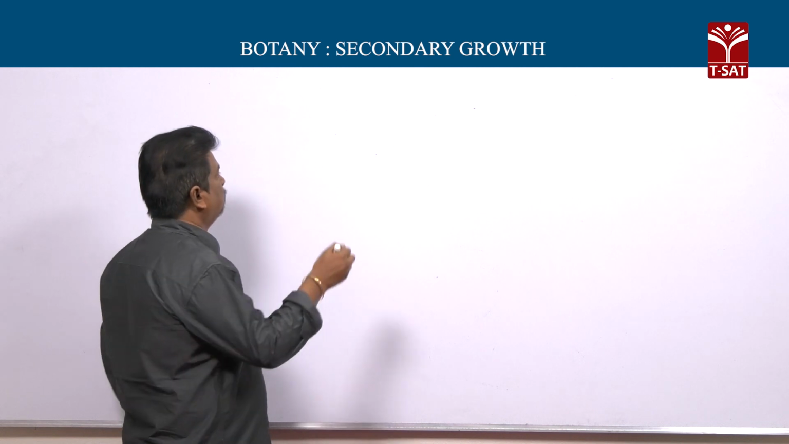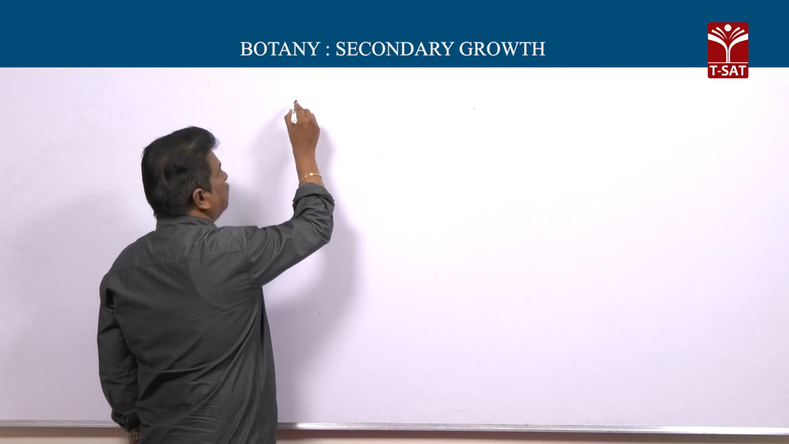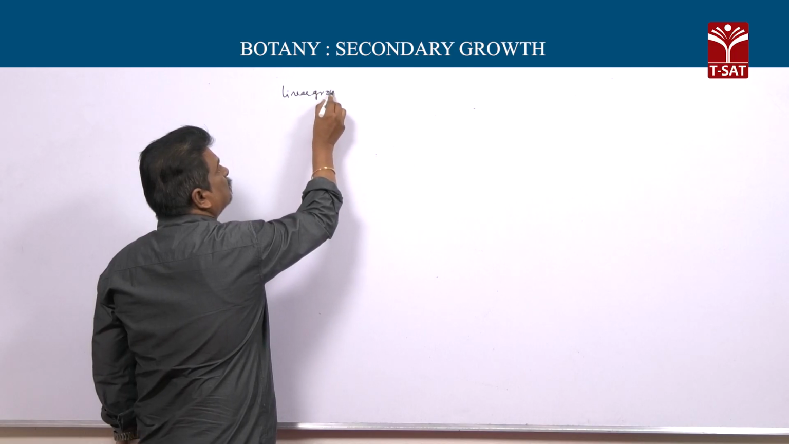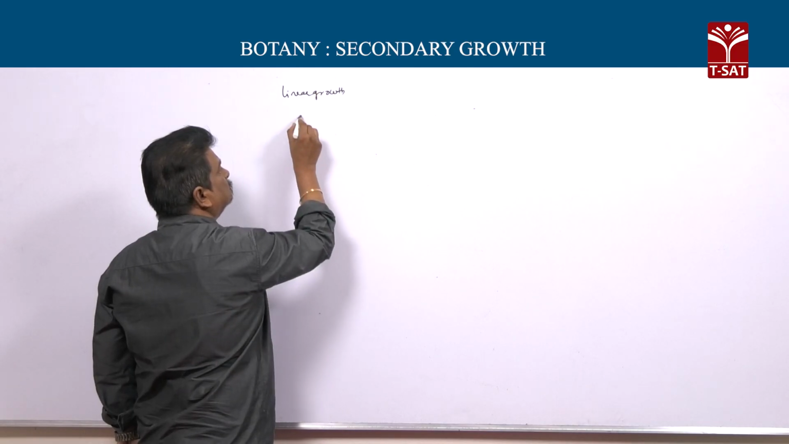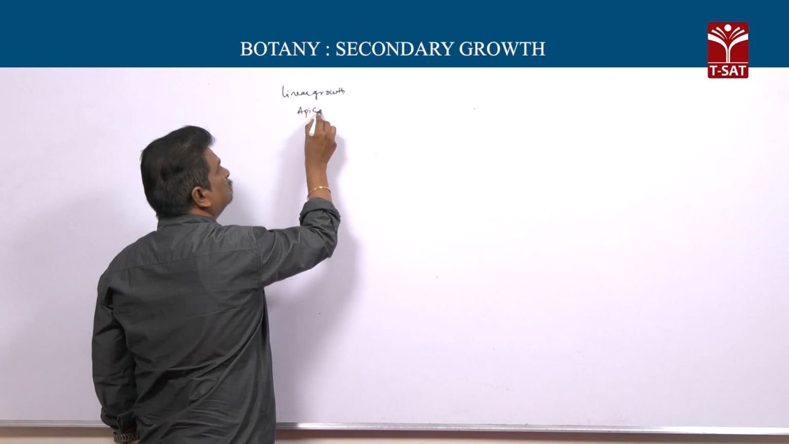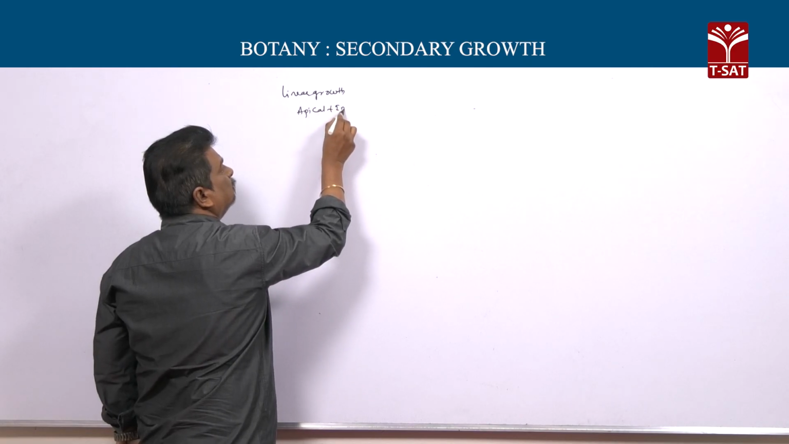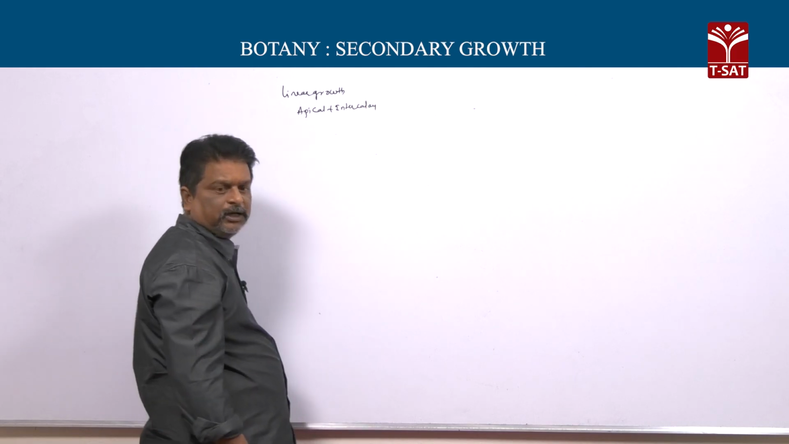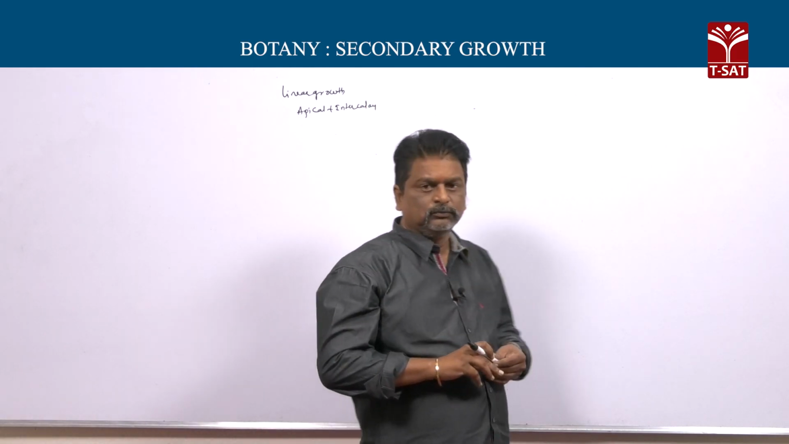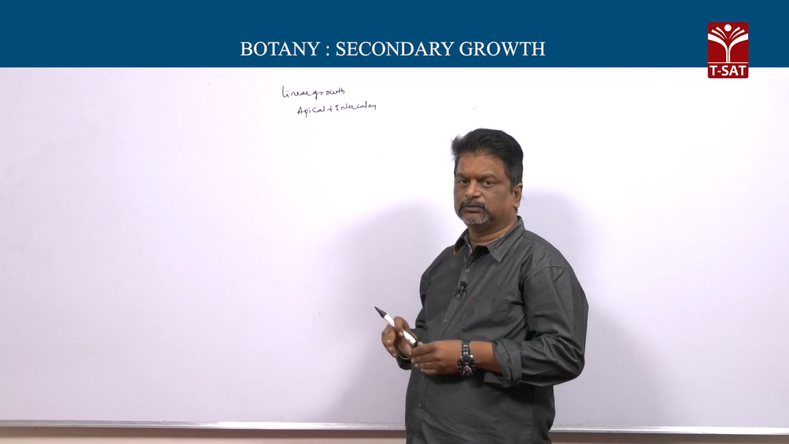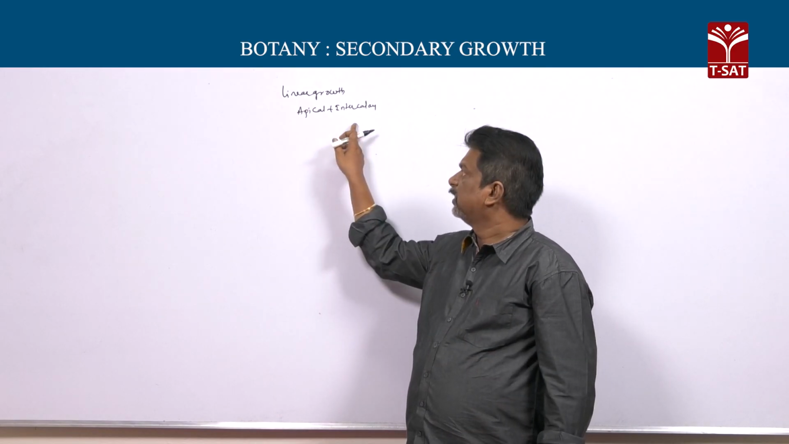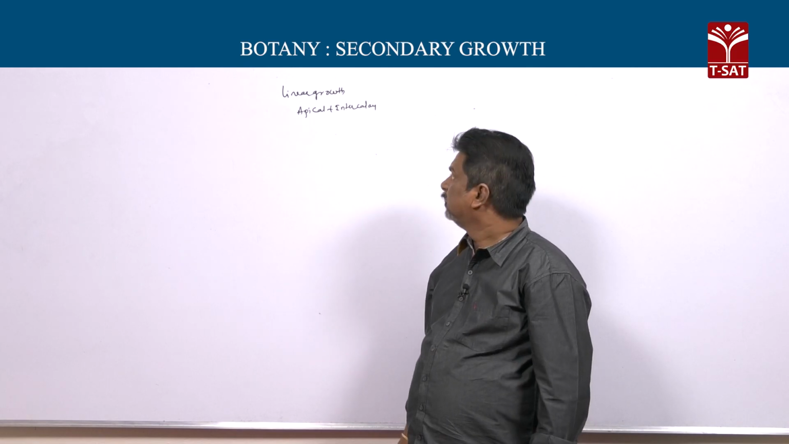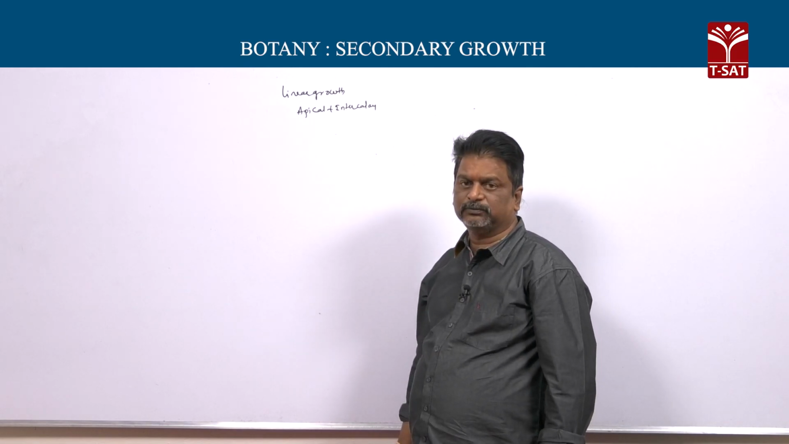So, generally in plants, linear growth is due to apical and intercalary meristems. So, linear growth is due to primary meristems. What means? Apical and intercalary meristems.